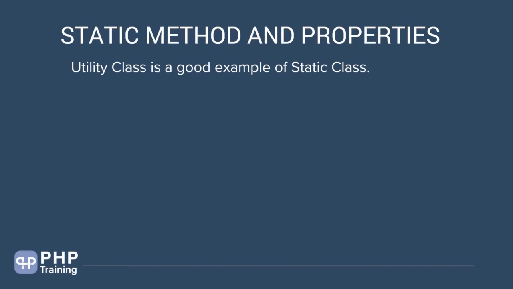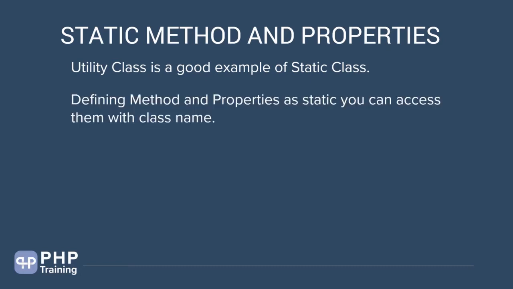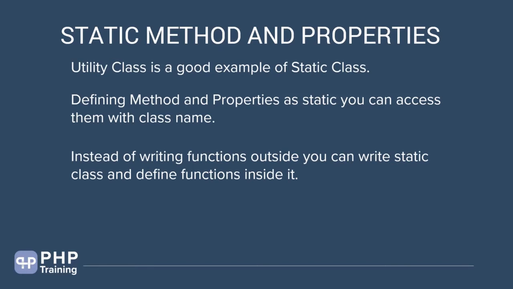In some cases where you feel that you need a generic class, some utility class wherein you just have your own helper methods, you just create a static class and store all those methods and properties inside it, and you can access them without even creating an instance of it. That's the beauty of having a static class, and a good example is a utility class. By defining methods and properties as static, you can access them with the class name without creating an instance. Instead of writing functions outside, you can write a static class and define the function inside it.